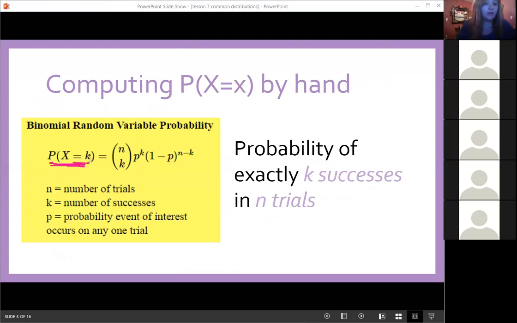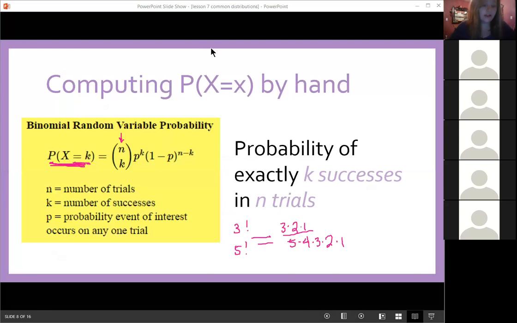So yeah, we're trying to see the probability of X equals K, and then this is how we do it. So this right here is called a combination. For example, if you had 3 combination 5, you would make this go 3 times 2 times 1. It's basically like this little exclamation point thing. Then you'd have 5 times 4 times 3 times 2 times 1. So that's basically what that is.